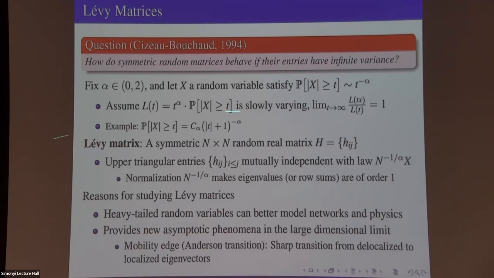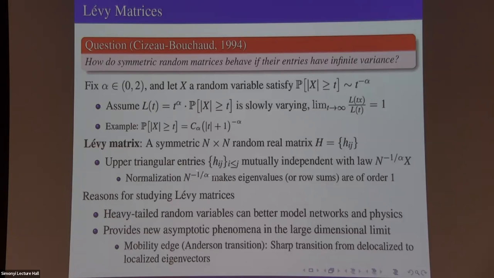A very basic example is that you can take a power law like this. Okay, but of course there are many others. So a Lévy matrix is by definition a symmetric random matrix H, which I'll often denote by H, it's N by N. Its upper triangular entries are mutually independent and they all have this law N to the minus one over alpha, so this is some scaling, times this random variable X. So they're all IID. The only difference is now that I use this infinite variance random variable X instead of a finite variance one.